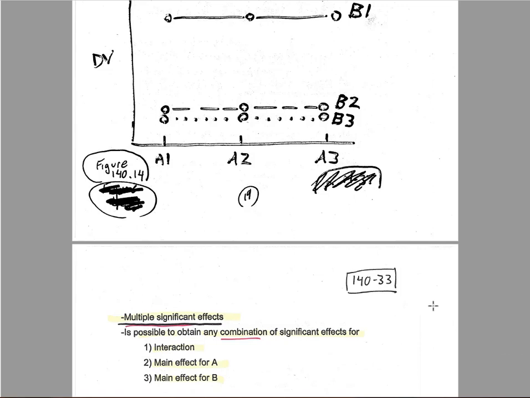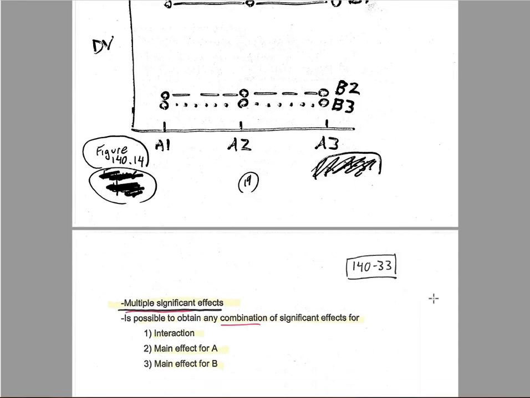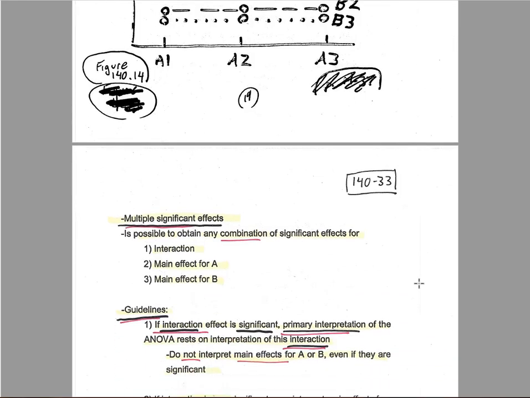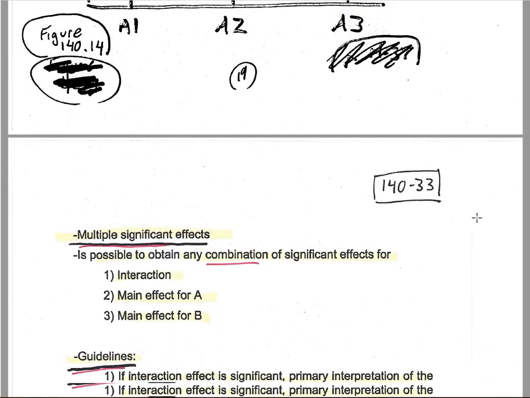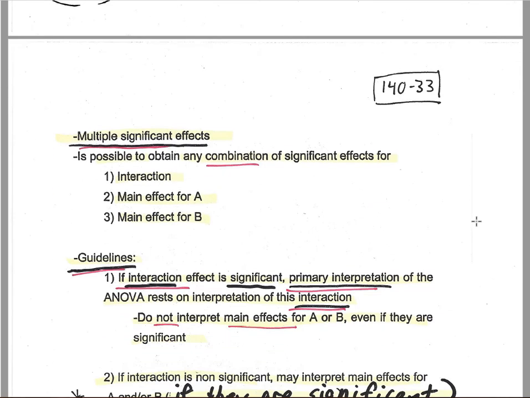I want you to be able to recognize that when you're looking at results from a two-way ANOVA that are graphed. Further complicating matters is the fact that not all effects are created equal. Some types of effects are more important than other kinds of effects. Here's the basic rule. Let's blow this up so this is easier to read. Basic guidelines.